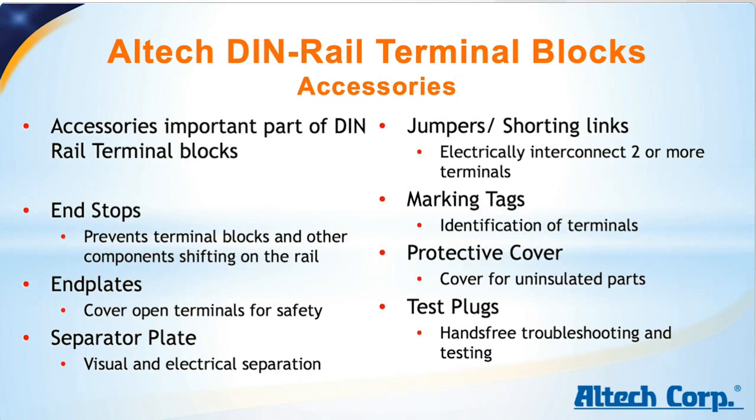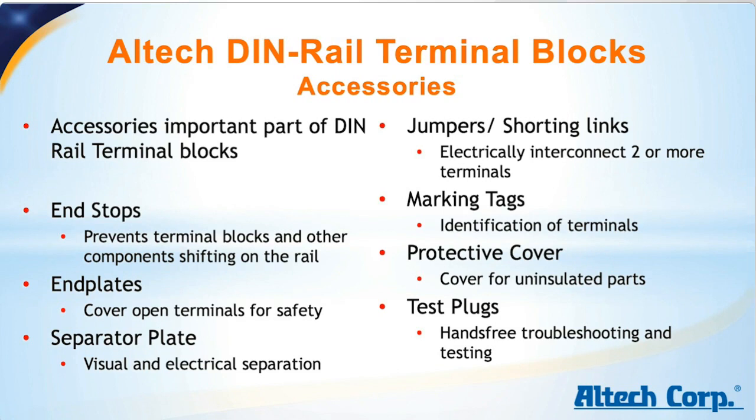First of all, there's the end stops. They're usually mounted on each side of the DIN rail. They come in different sizes, and what they do is they prevent DIN rail terminal blocks and other components such as power supplies and breakers from shifting back and forth on the rail.